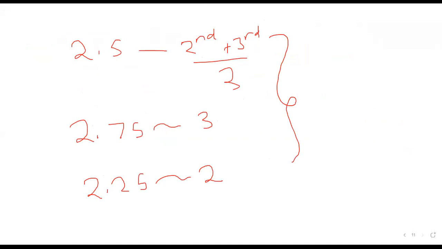So even if you got 2.3, this is 2. As long as it is exactly 0.5, you add the two values and divide by 2. But if you get more than 0.5, it's 3. Less than 0.5, it is 2. You are clear? Yes. Okay. All right.